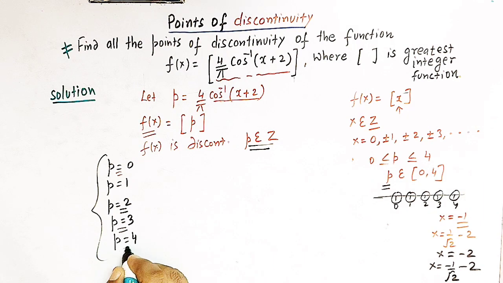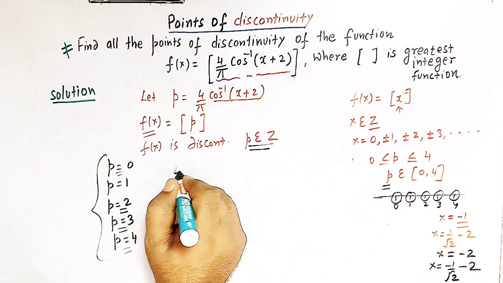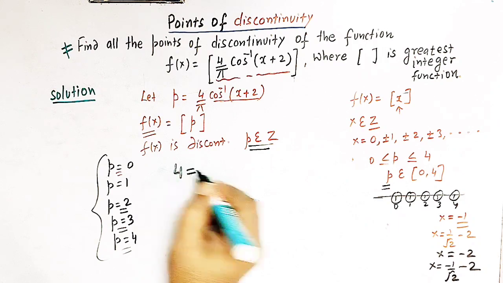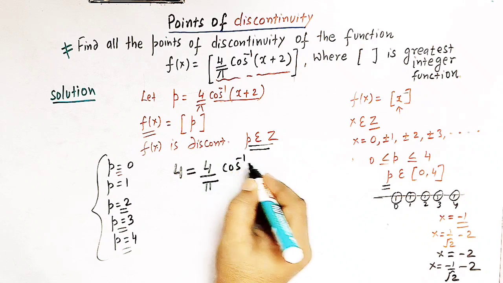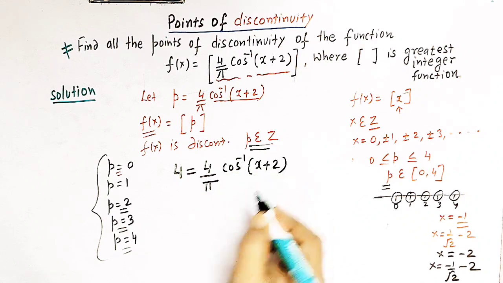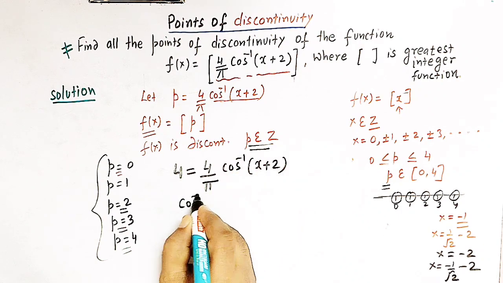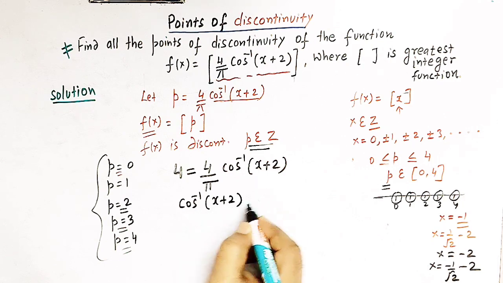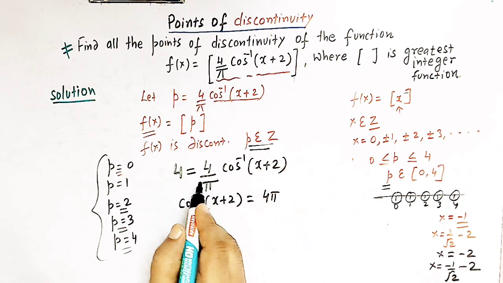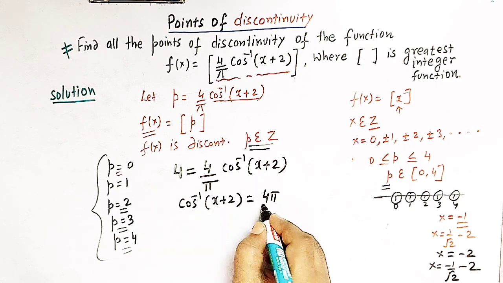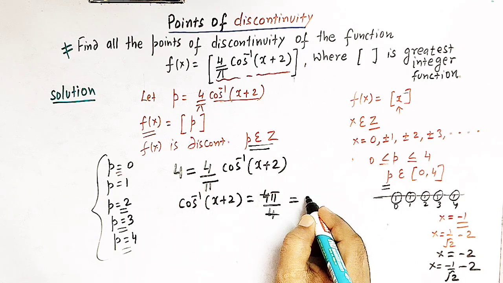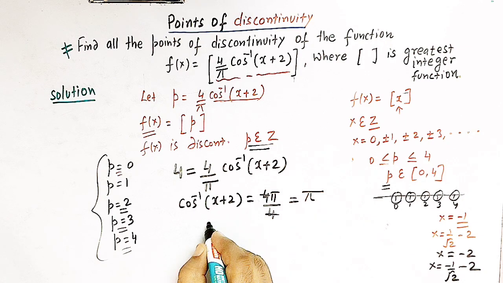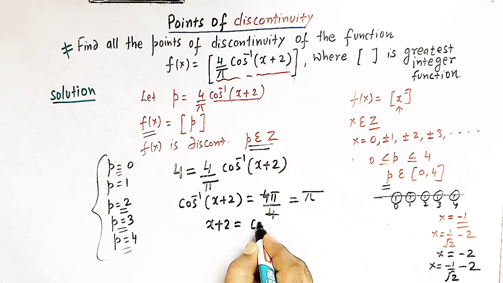So now finally we can take p is equal to 4. So we have 4 is equal to 4 over pi times cos inverse of x plus 2. Now we can write cos inverse of x plus 2 is equal to 4 pi, multiplying 4 by pi and dividing by 4. Here 4 and 4 get cancelled, we are left with pi. So x plus 2 is equal to cos of pi, right?